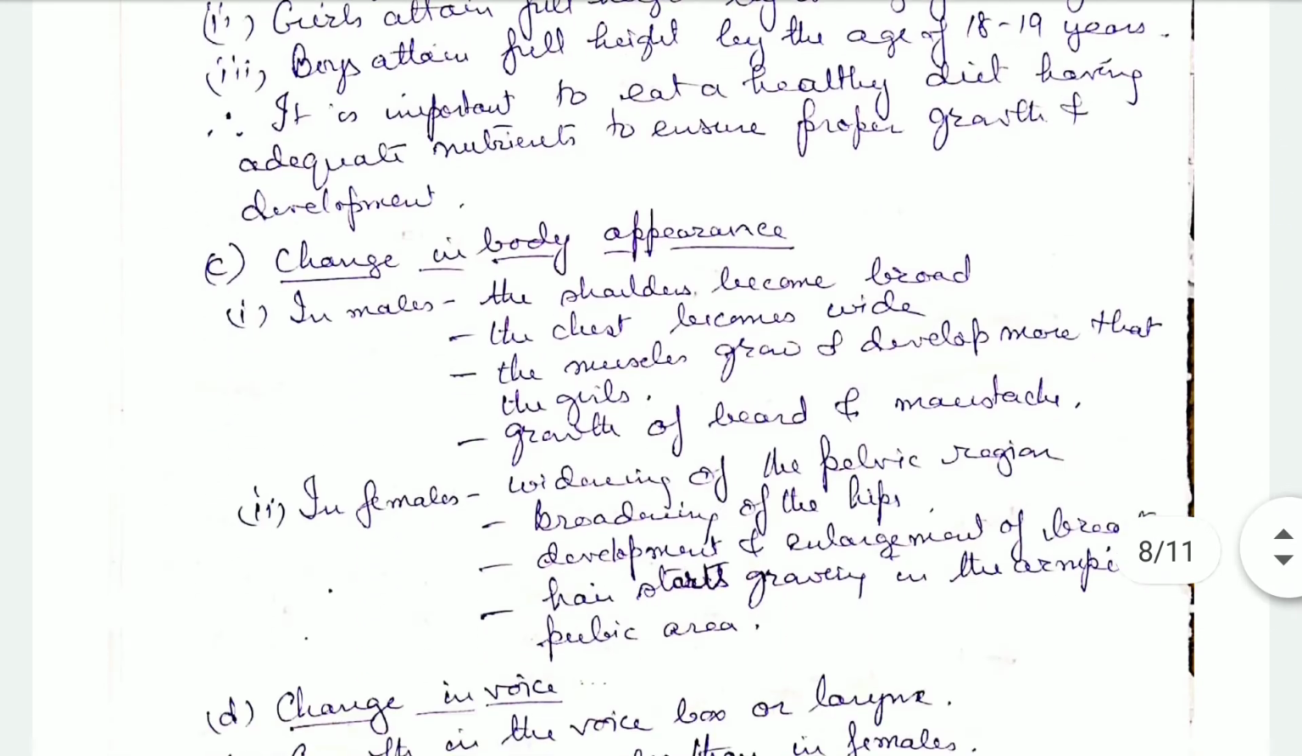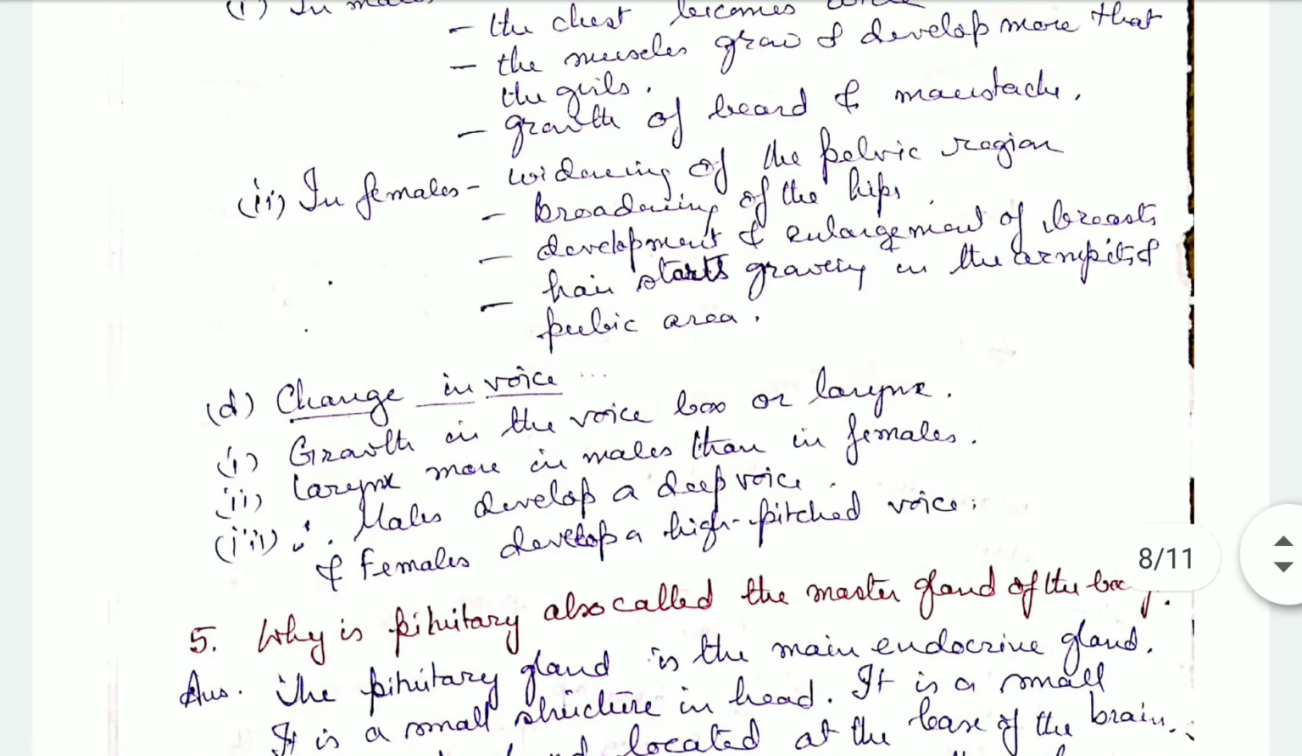Then the change in body appearance. In males, the shoulders become broad, the chest becomes wide, the muscles grow and develop more than the girls, and they grow beards and mustache. Then in females, the pelvic region becomes wide, the hips become broad, the breasts enlarge and develop, then the hair starts growing in the armpits and the pubic area.